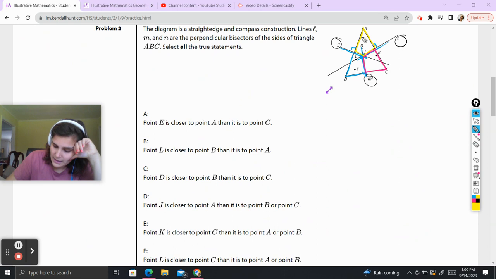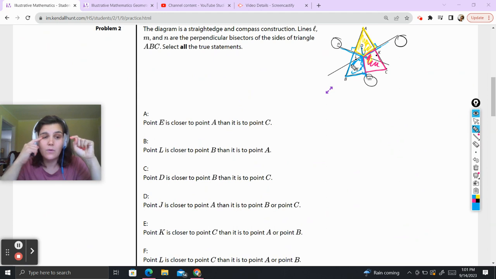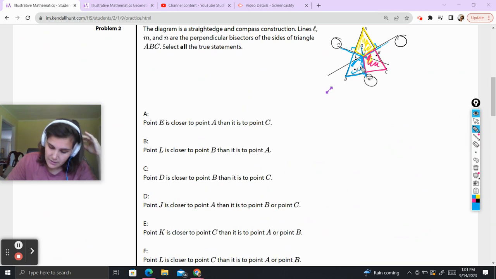Now any point in the yellow area, the closest vertex is A. Any points in the pink area, the closest vertex is going to be C. And any points in the blue area, the closest vertex is B. So it segments the triangle into 3 sections, and we can figure out the points closest to the vertex based on which section they're in. So point E, we know is closest to B because it's in the blue section. So is E closer to A than it is to C? Well, we're not actually given information about that, so we don't know. So we're not going to mark that as correct.